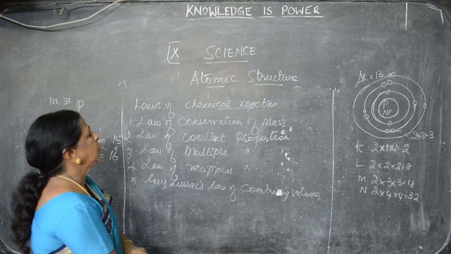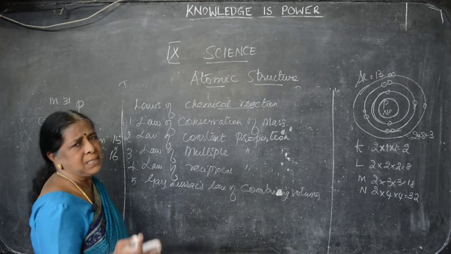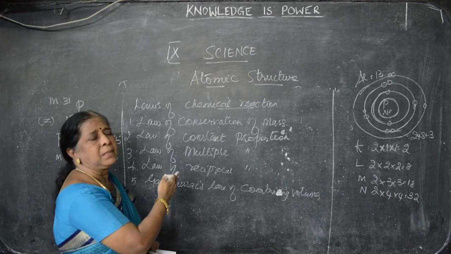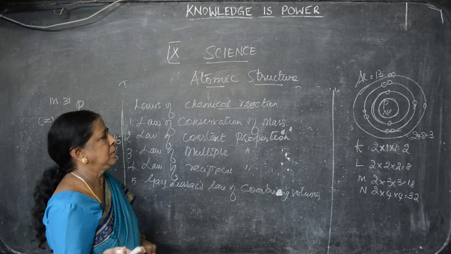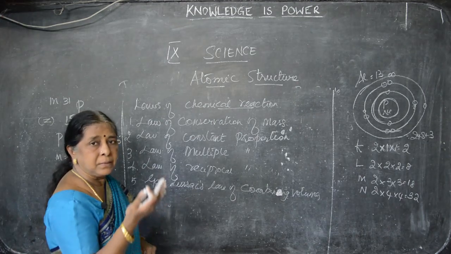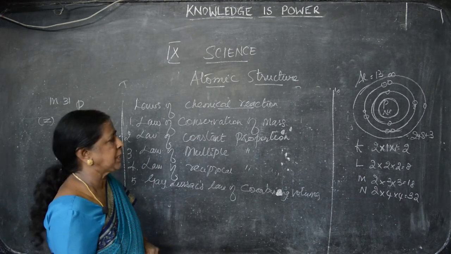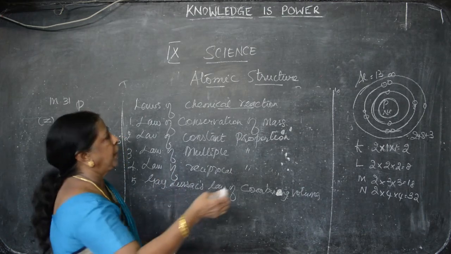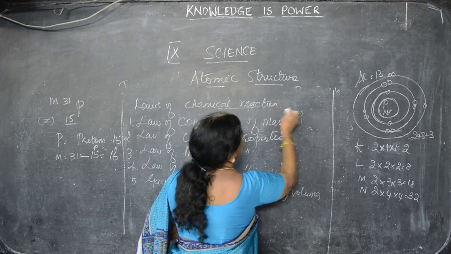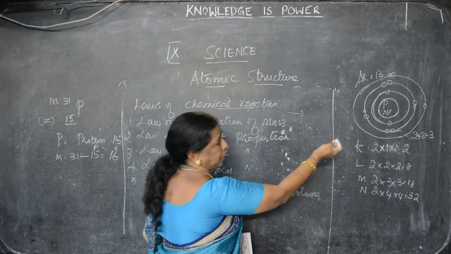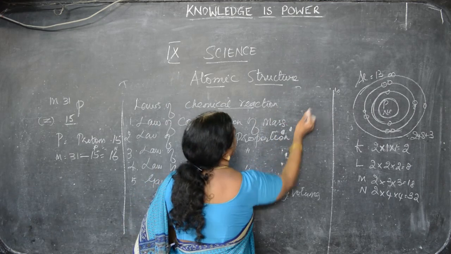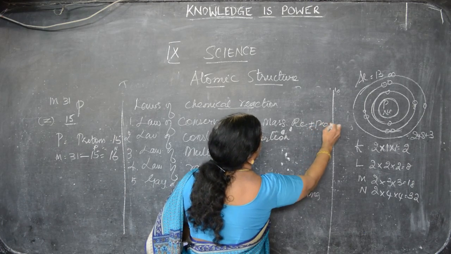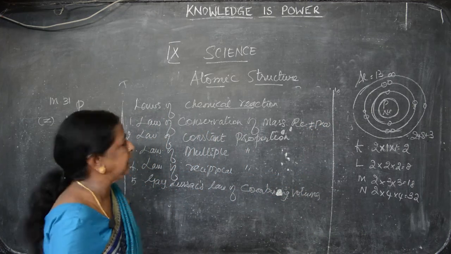So, the law of conservation of mass means what? As per that, energy is neither created nor destroyed. The weight of reactants is equal to the weight of products. You would have studied in the lower classes. In a chemical reaction, before the arrow mark is the reactant, after the arrow mark is the product. The weight of reactant is equal to the weight of product. Because it's given in the book already, you have studied in 8th standard.